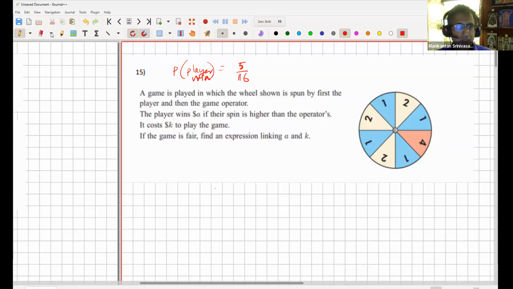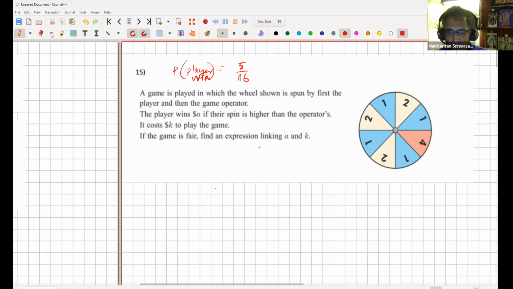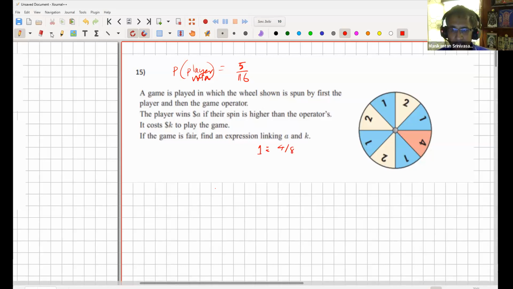Okay, Arav was the one who called this out. Arya? No? Okay. So what are the options? Forget about player or operator. What is the probability of getting a 1? It's 4 out of 8 spots, right? It's the same spin for either the operator or the player. Probability of getting a 2 is 3 out of 8, and probability of getting a 4 is 1/8.